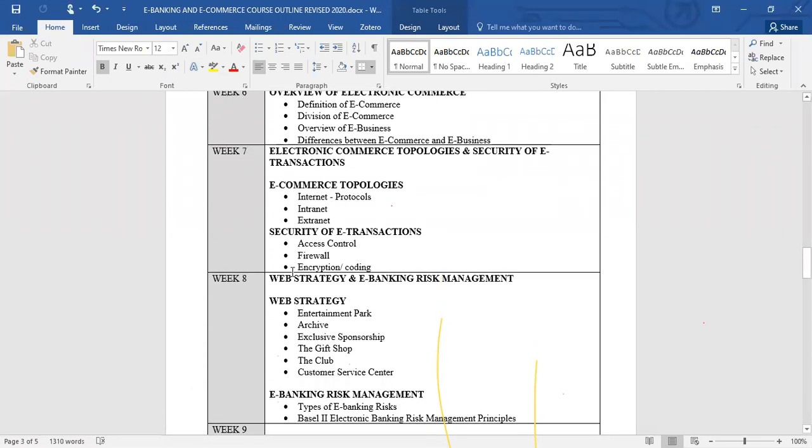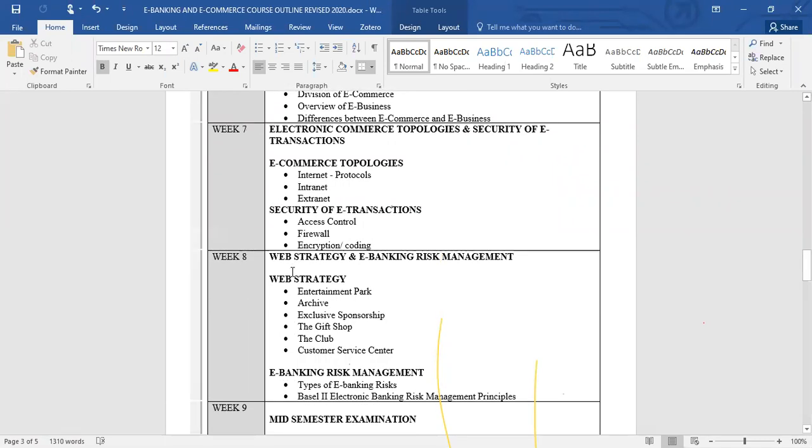Then we'll move on to week 8, where we will still continue with our electronic commerce by looking at web strategy. And this time, we will blend electronic commerce and electronic banking at the same time. But we'll first look at web strategy and then seal it off with e-banking risk management.